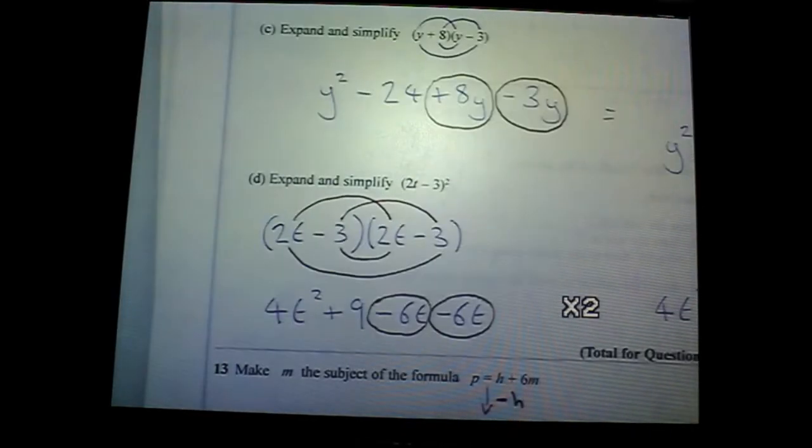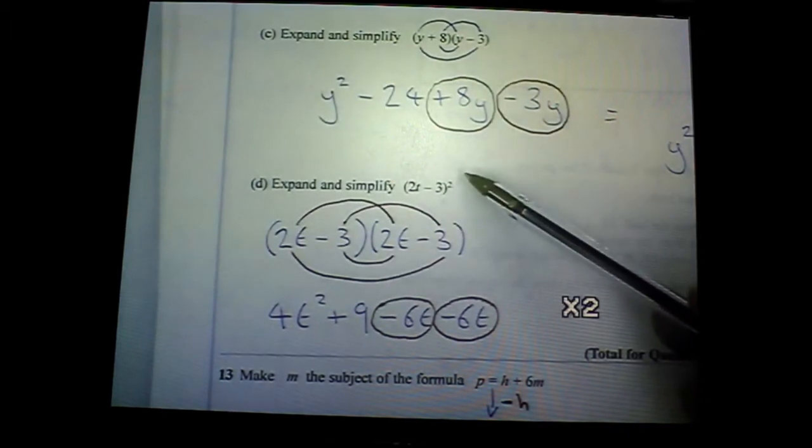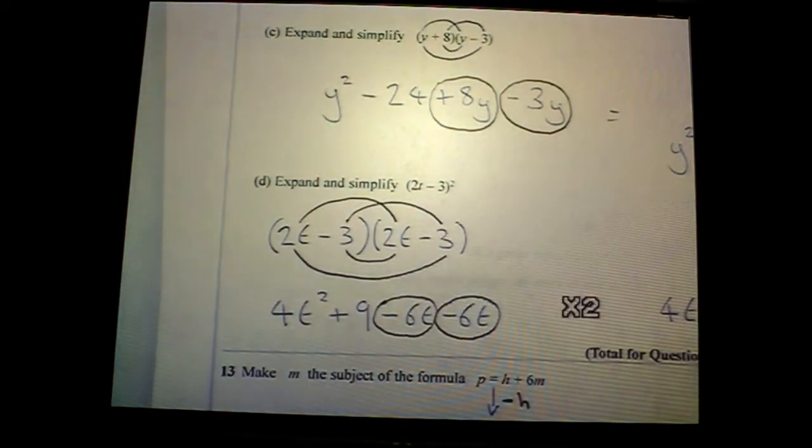Expand and simplify. They don't like it when you put that squared sign. Don't forget, squared means times by itself. So I've just put 2t take 3 times 2t take 3. Underneath, I've shown you my workings there. So you should get 4t squared take 12t add 9.